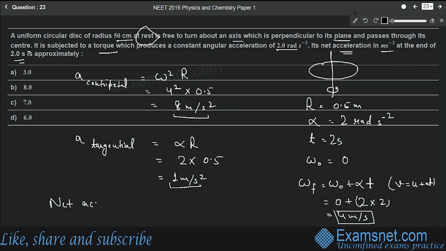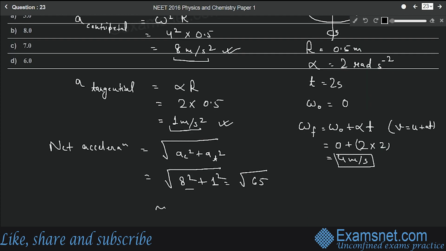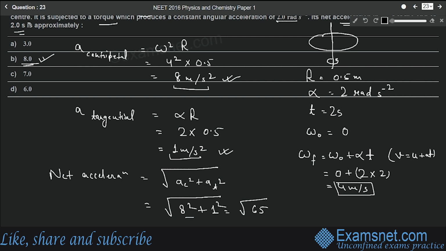Net acceleration is given by the formula under root AC square plus AT square, where AC is the centripetal acceleration and AT is the tangential acceleration. Let's put the values here. AC was equal to 8 meter per second square, so 8 square plus tangential, which was 1 meter per second square. So it is equal to under root 64 plus 1, that is under root 65, which is 8 point something, approximately equal to 8 meter per second square. So the correct option will be option number B.